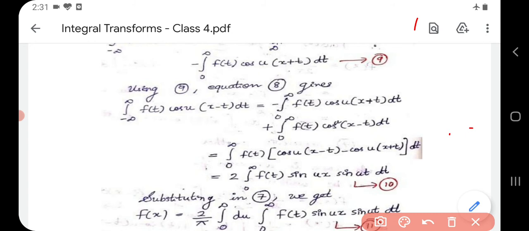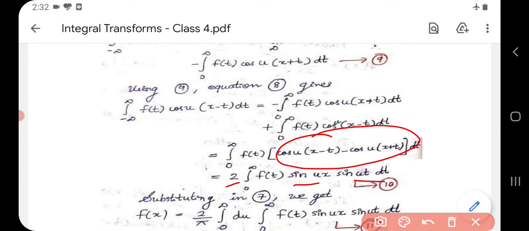0 to infinity f of t is kept as such. Then see this one, 0 to infinity f of t is common, and after that these two terms are written inside the bracket, cos u(x minus t) minus cos u(x plus t). Again what is this? This is the same as cos(a minus b) minus cos(a plus b). What is it? 2 sin a sin b, right? So this one is 2 sin a sin b. Okay, so you just expand it and find.